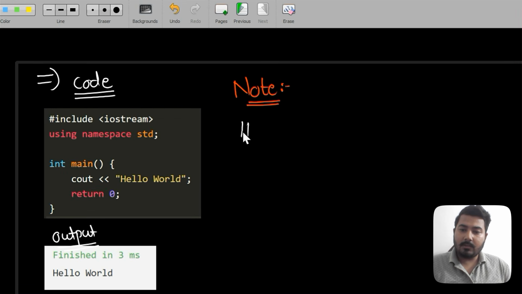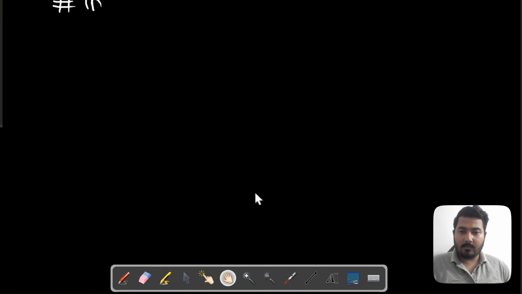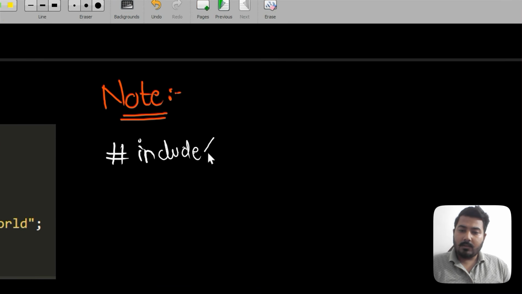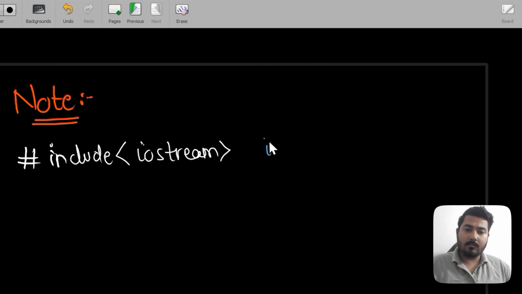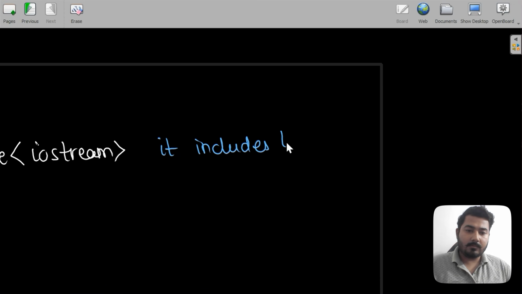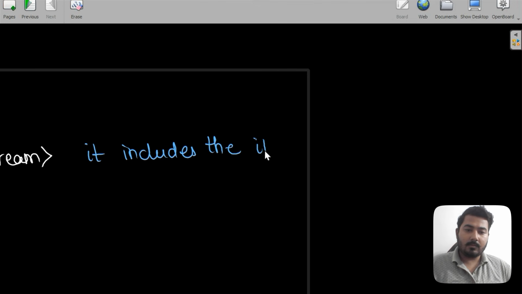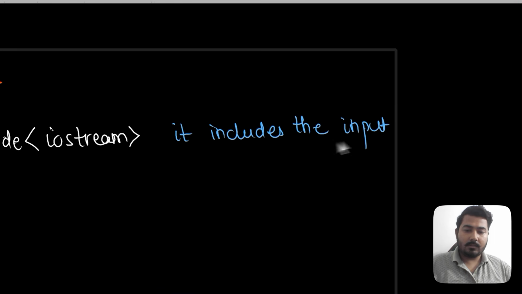First of all, we have hash include iostream. It includes the input and output functionality.